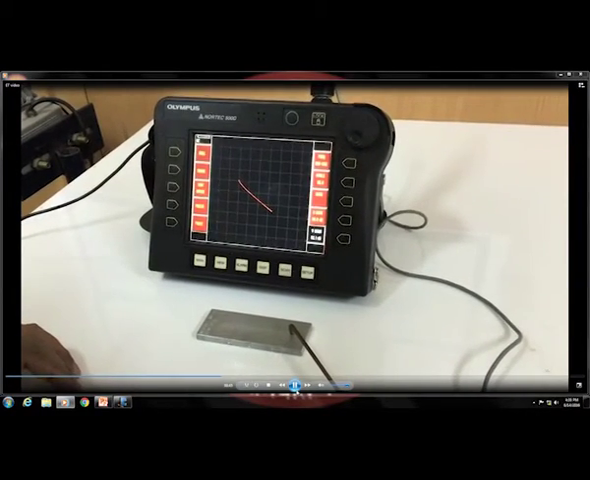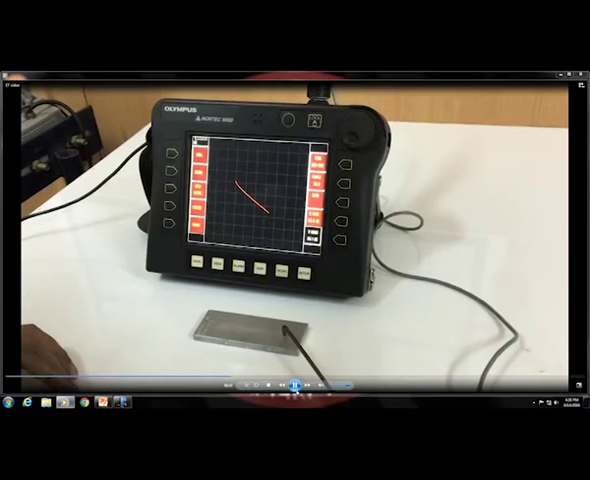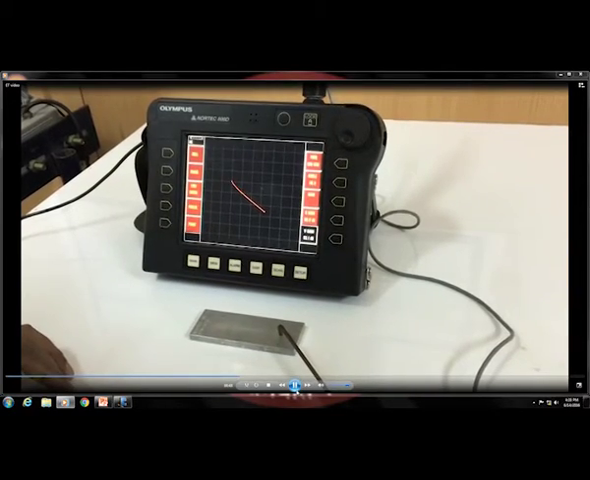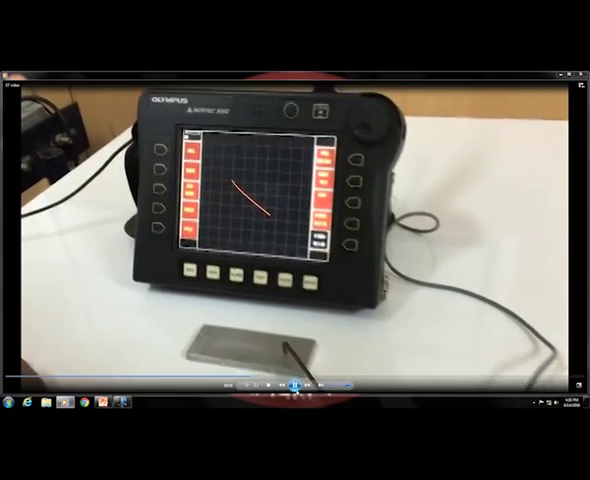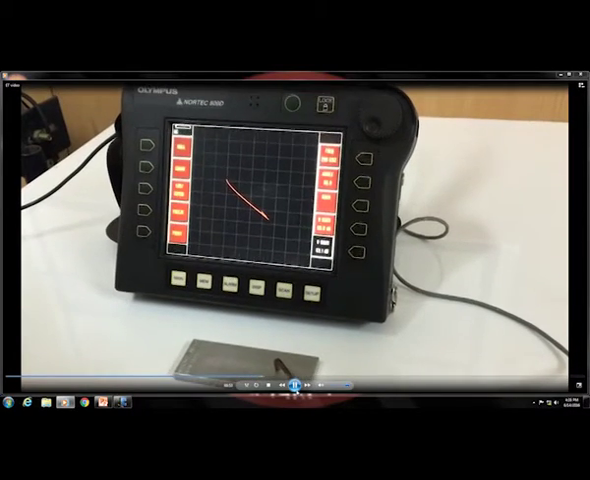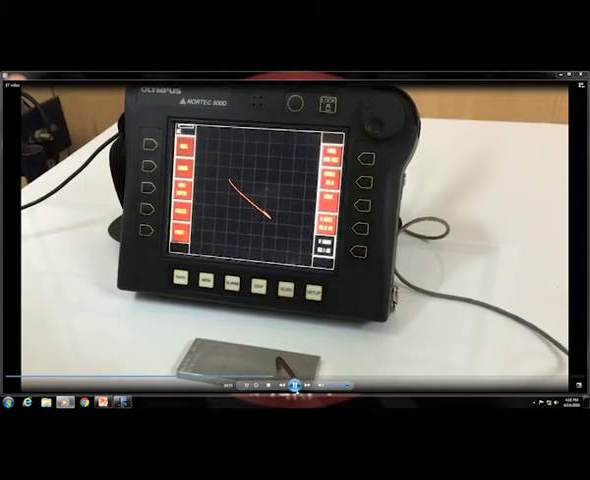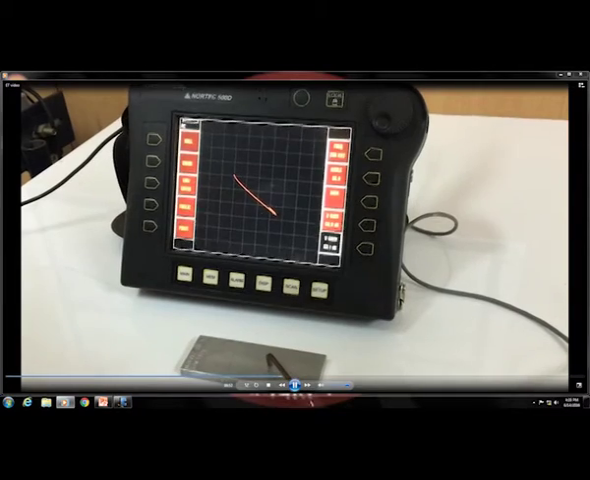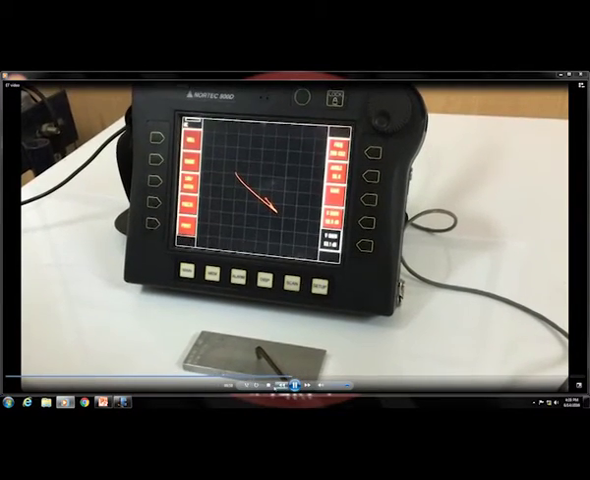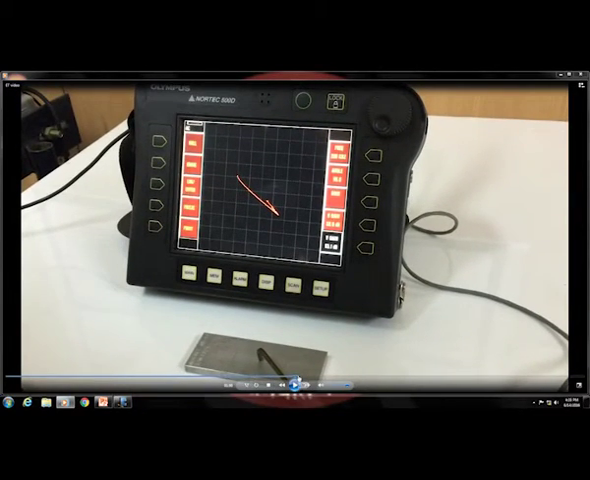Yeah, so that is how the lift off is coming. The moment I bring it to the surface of the sample, the moment I touch the probe on the surface of the sample, you could see the lift off curve. So, let us have a look again.